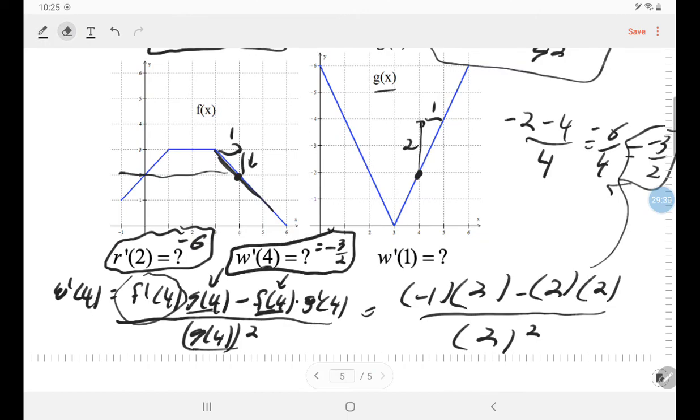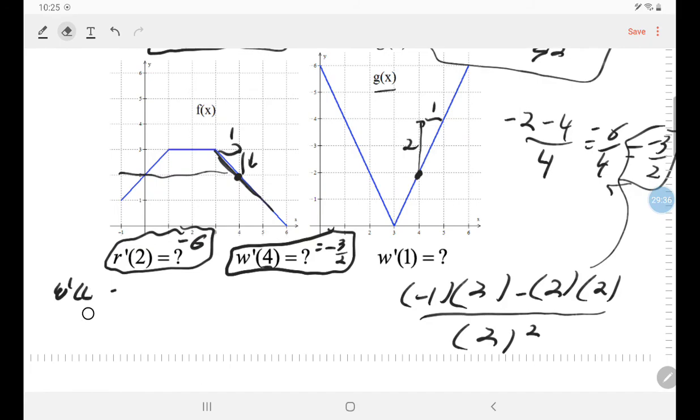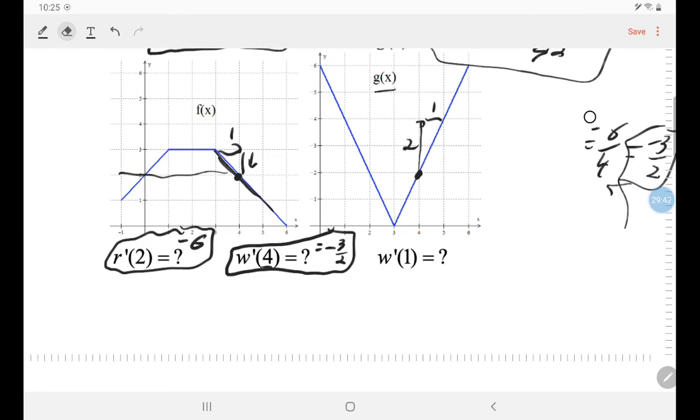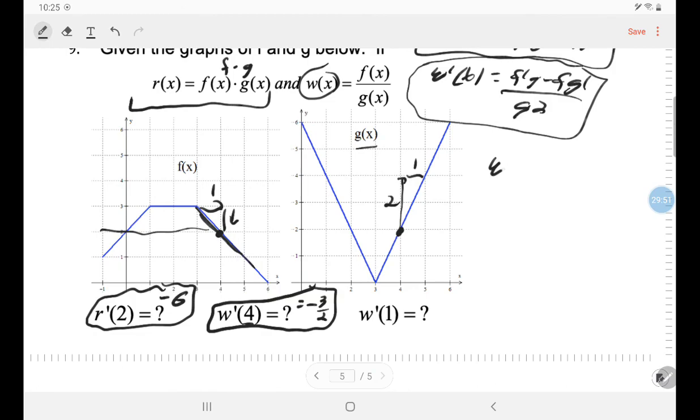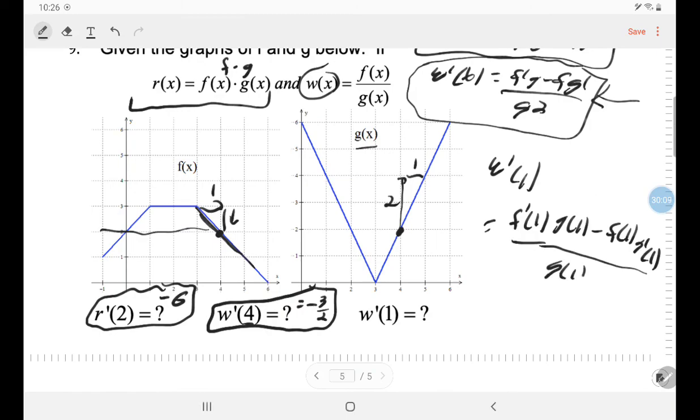And then there was one left. This one I think you guys are going to like. It is the easiest one of the bunch. And it'll also let you know why I teach what I teach in what order. So if I'm looking for W prime of 1, again, that was my quotient rule. So I need F prime of 1, G of 1, minus F of 1, G prime of 1, all over G of 1 squared. Here's why this is easy.